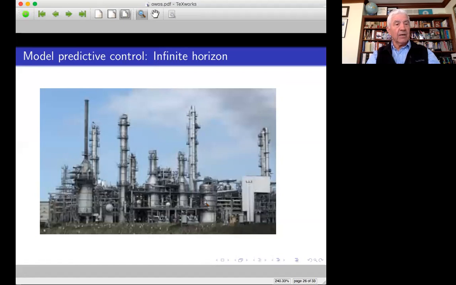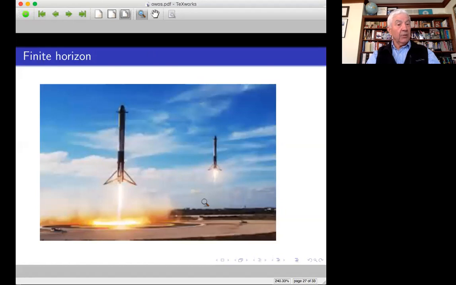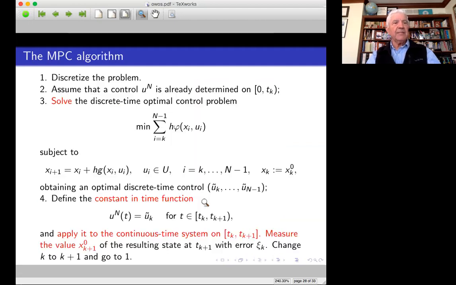Applications are everywhere. They first started with the so-called slow processes, because people need more computational power in order to use this paradigm. But nowadays they are applied to rockets, to spacecraft, to controlling much faster processes. So what is the MPC algorithm? I'm going to be very brief.